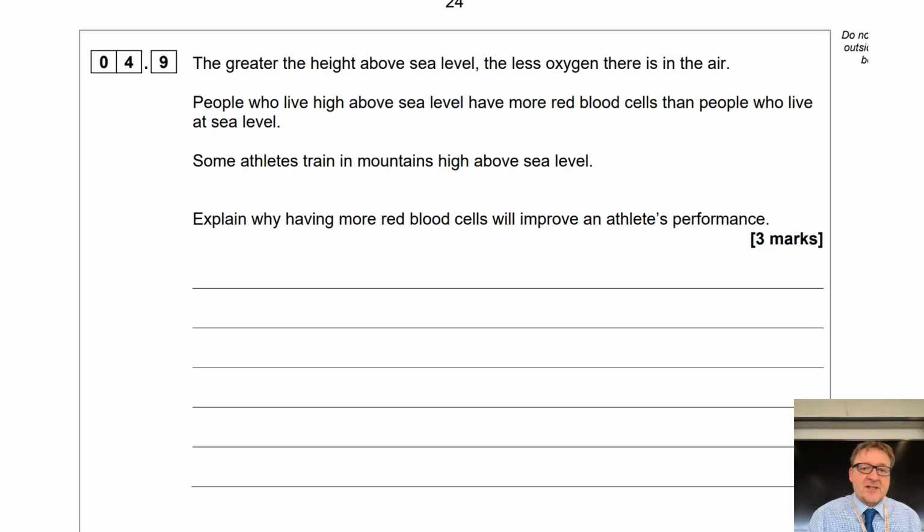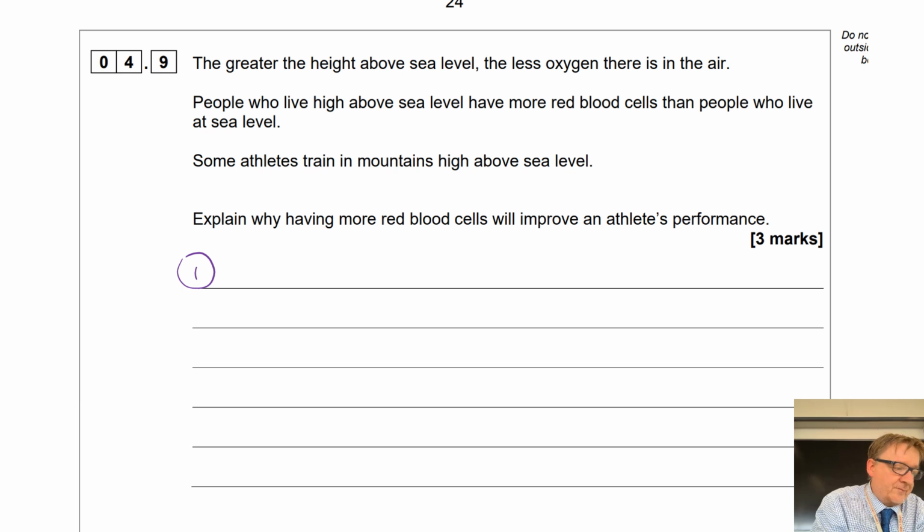4.9. Explain, the greater the height above sea level, the less oxygen there is in the air. People who live high above sea level have more red blood cells than people who live at sea level. Some athletes train in mountains high above sea level. Again, that makes sense, because then they'll have more red blood cells to carry more oxygen. Explain why having more red blood cells will improve an athlete's performance.